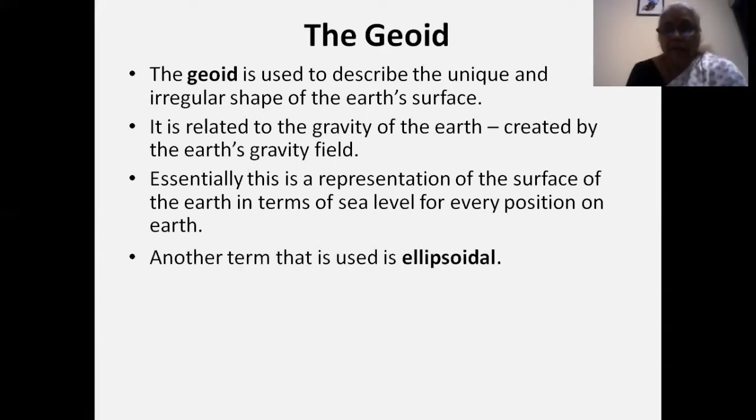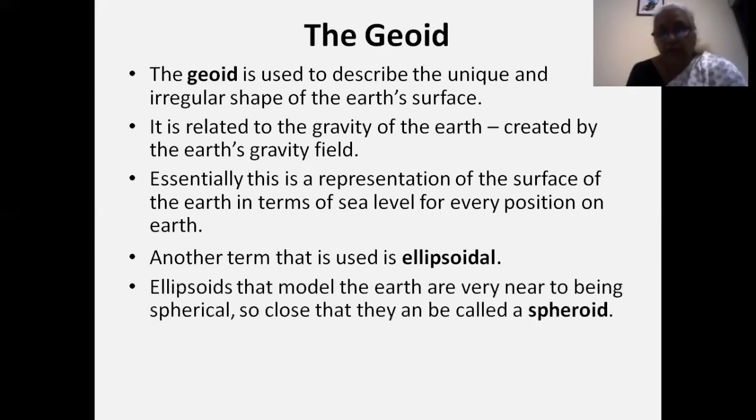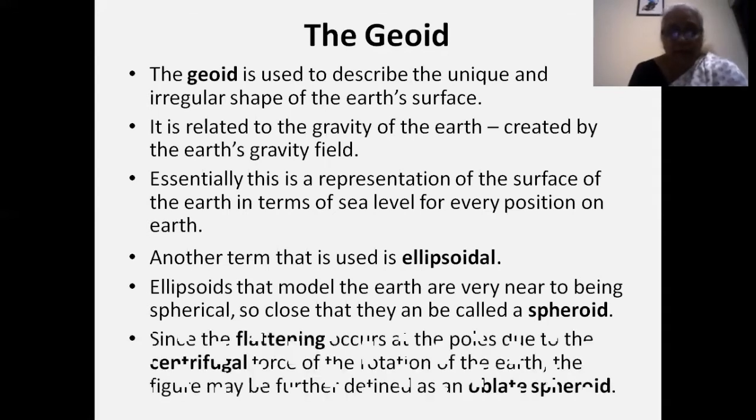Another term we use is ellipsoidal, which means egg-shaped or spheroid, and that is basically it's not really round. It is bulging at some points, and so we use the word ellipsoidal. Since the flattening occurs at the poles due to centrifugal force, that is why we normally use the correct terminology, the oblate spheroid.